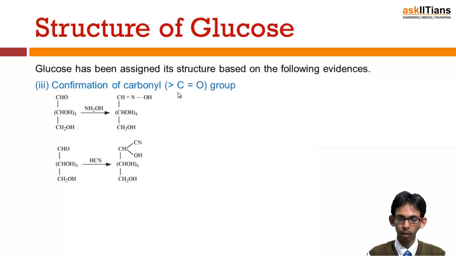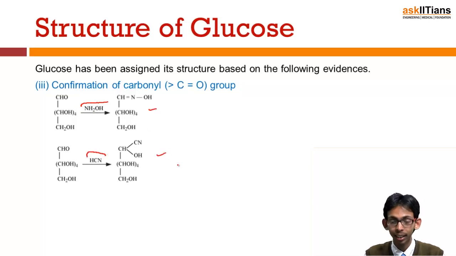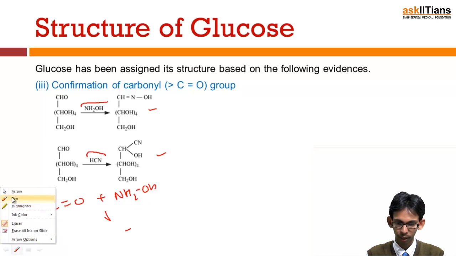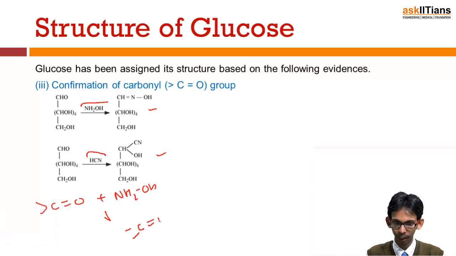Next, when it was reacted with NH2OH or HCN, it resulted in formation of addition compounds. This represents that there is a carbonyl group present in glucose, because this is a reaction of a typical carbonyl compound. When it is reacted with any ammonia derivative, we get a simple addition product with NOH. This is a typical reaction of a carbonyl group.